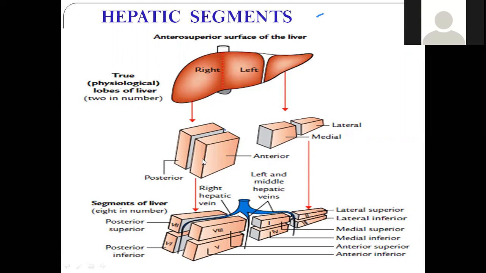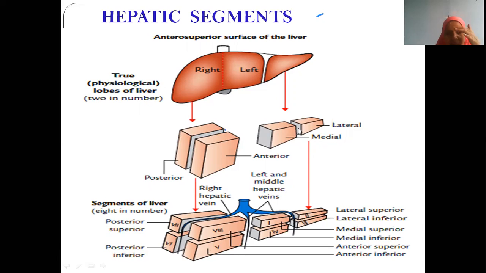The anterior and posterior are each further divided into two, one above and one below. The whole thing is anterior, so the above one will be antero-superior, the below one antero-inferior, and behind, posterior-superior and posterior-inferior. Overall, how many segments did we form here? Four. Okay, see here, this is the left lobe.